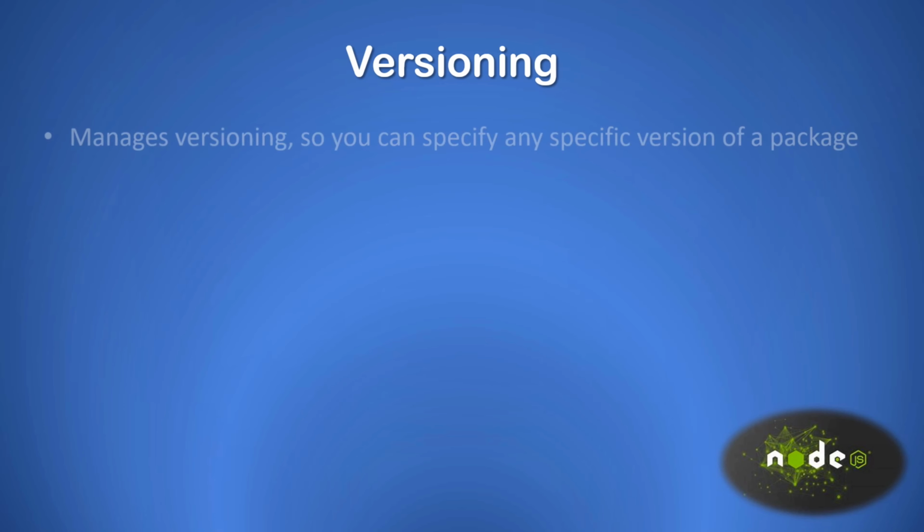Next, let's see in detail what versioning is. In addition to just downloading the packages, npm also helps manage the versioning. You can specify a specific version of a package, or you can require a higher or lower version, depending upon your requirement. You can just use the version which you want and download accordingly. That is why versioning is very important for any developer.